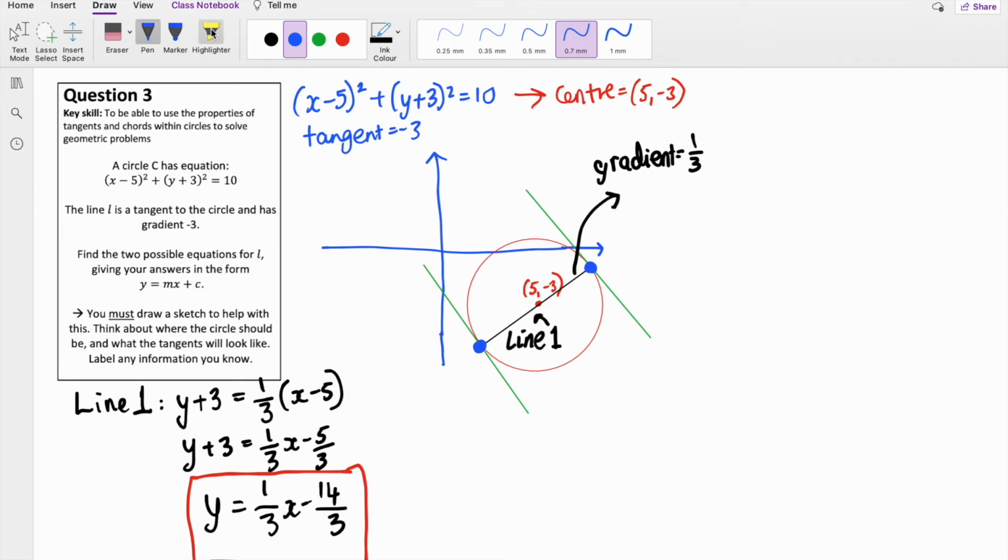So I can substitute the equation of that straight line into my circle wherever you see a y. I'm going to substitute y = 1/3 x - 14/3 into the equation of my circle. So I'm going to do that over here. I have (x - 5) squared plus, and instead of y, I'm going to write 1/3 x - 14/3.